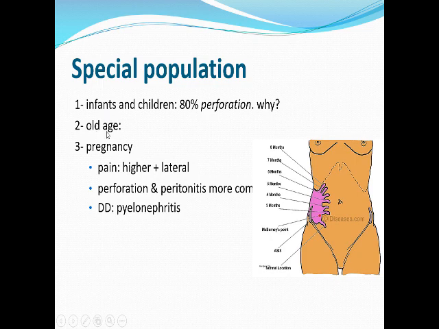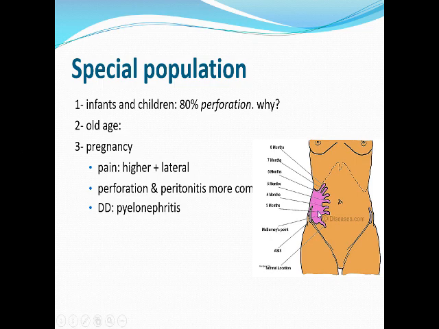Also, in old age, if it occurs, the prognosis is bad. I want to remind you, appendicitis in old age might occur, but you have to exclude cancer cecum. You have to examine the cecum. In old age, also because of the decreased immunity and atherosclerosis of the vessels, perforation and peritonitis are more common.